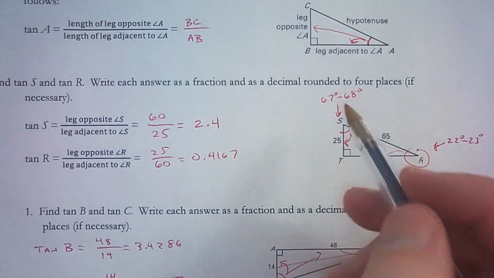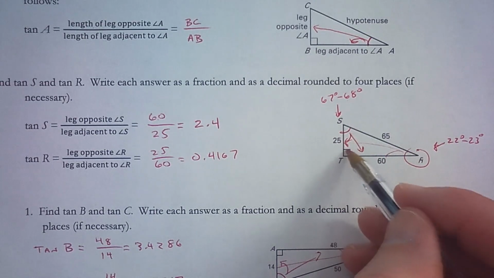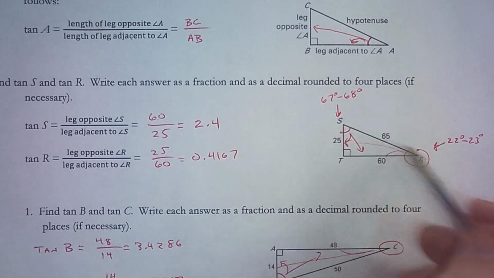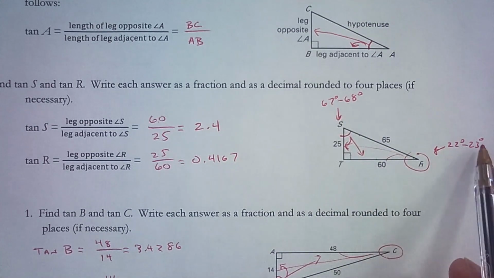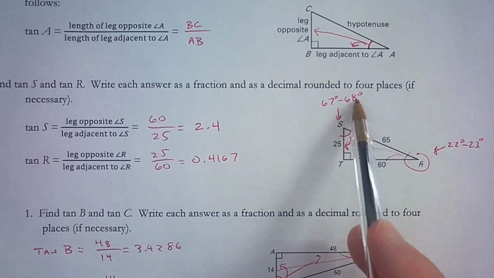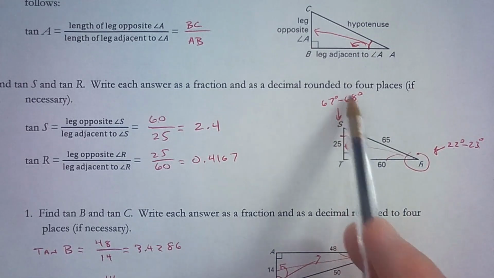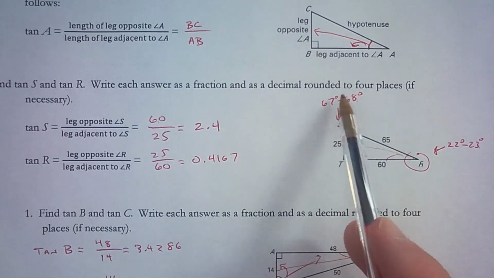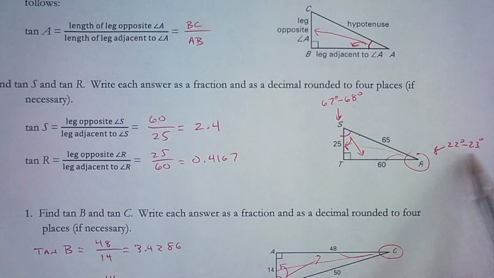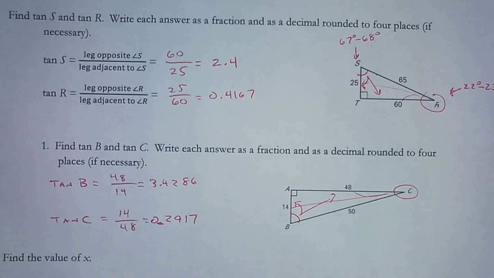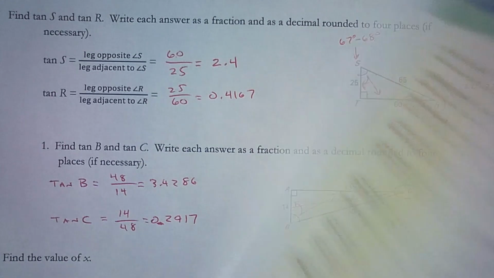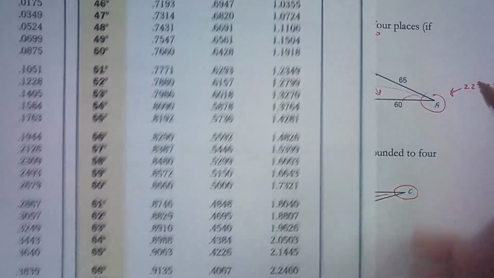Okay? Now this kind of makes sense because if I have a 90 right here, that means these two have to share another 90. And 67 plus 23 is 90. 68 plus 22 is 90. Whatever decimal this would actually work out to, plus whatever decimal this would actually work out to, will definitely add up to 90. And I could do that again with B, 3.4286.